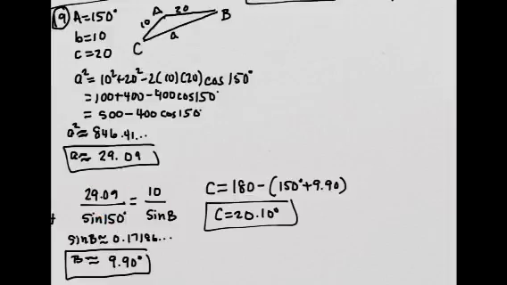So 29.09, which you just found from this step, over sine 150 equals 10 over sine B. Cross multiply, so you get 10 times sine 150 divided by 29.09, and this is the ratio you get. And then inverse sine of this answer, and you get 9.9. For angle C, you add the 150 plus the 9.9 and subtract from 180, and you get this.